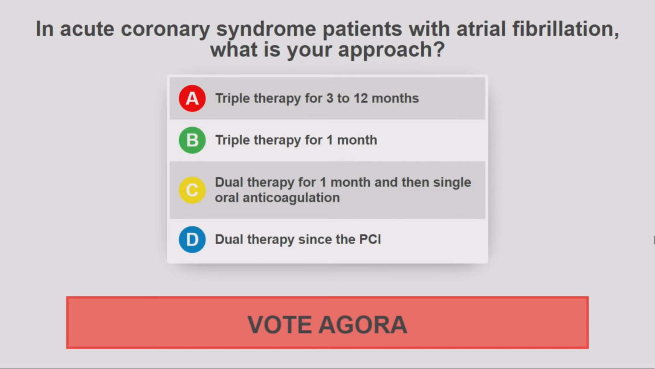Triple therapy for 3 to 12 months, triple therapy for 1 month, dual therapy for 1 month and then single oral anticoagulation, or dual therapy since the PCI. Please vote. While we vote, of course, I want to congratulate Thomas for your excellent presentation.